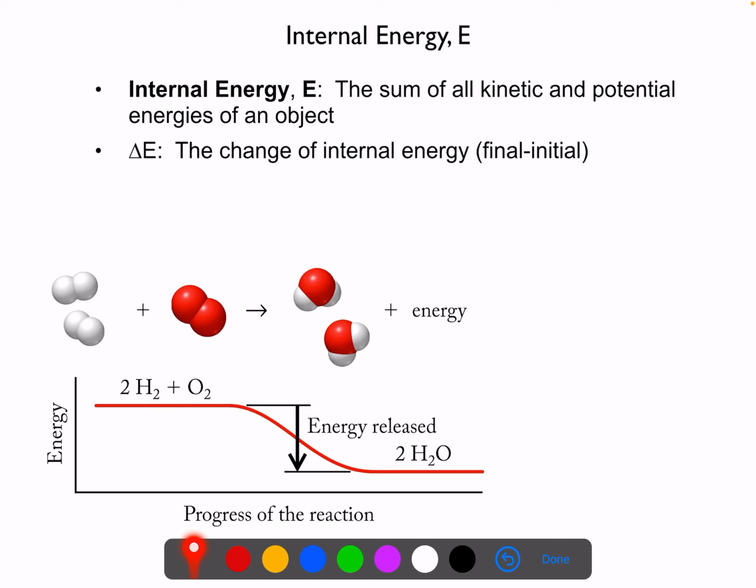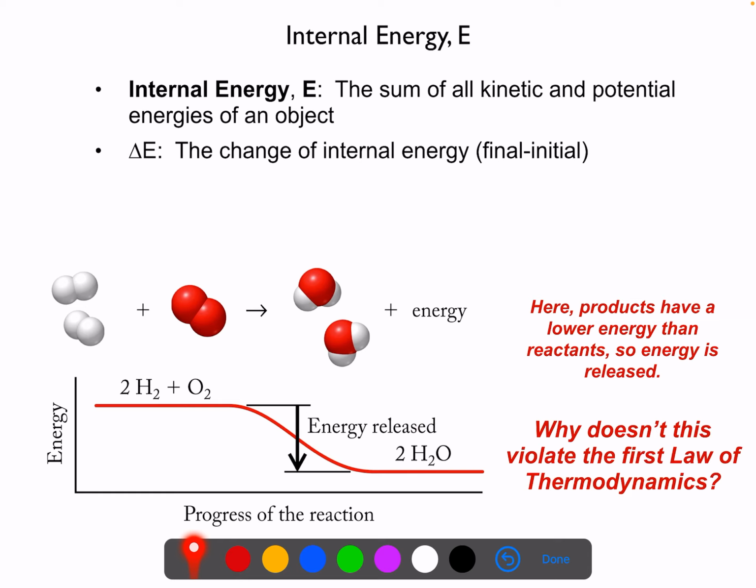So if we think about a chemical reaction now, we can think about hydrogen gas reacting with oxygen gas to form water, there's your water molecules, and releasing energy. What we see here on an energy diagram is the reactants are starting at a higher energy than our products. So when H2 and O2 combine to form water, they go to a lower energy state, and this is the amount of energy that is released. The products have a lower energy, so energy is released.